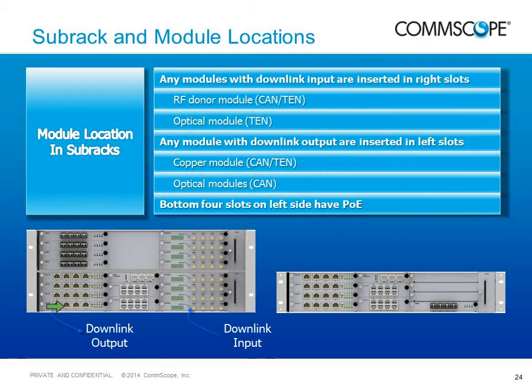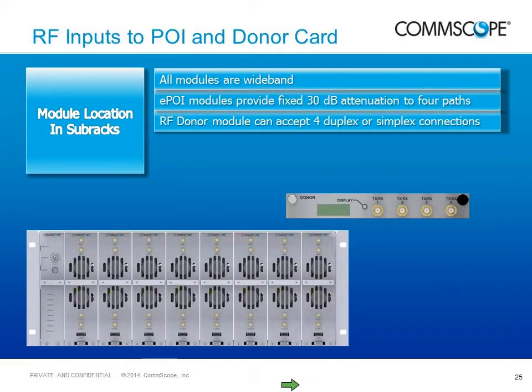So all modules are wideband. ePOI provides a 30 dB fixed attenuation for 4 paths. We have DIN connectors in the back, QMA in the front, and then the QMA connection from the front panel of the ePOI is fed to the RF donor card's QMA inputs. So we can have 4 duplex or simplex connections. If we have simplex connections, we need to pair uplink and downlink ports together, which is an easy software command.